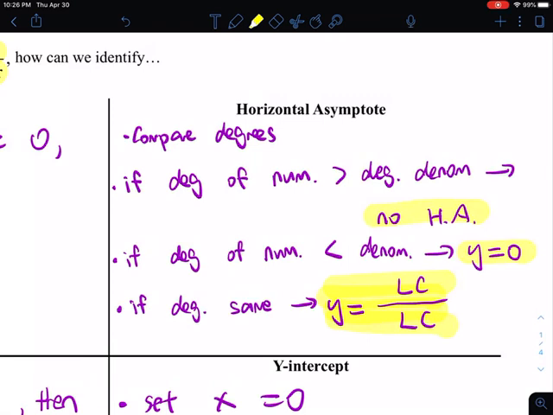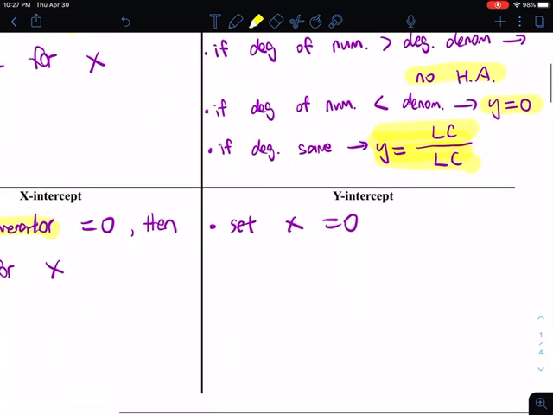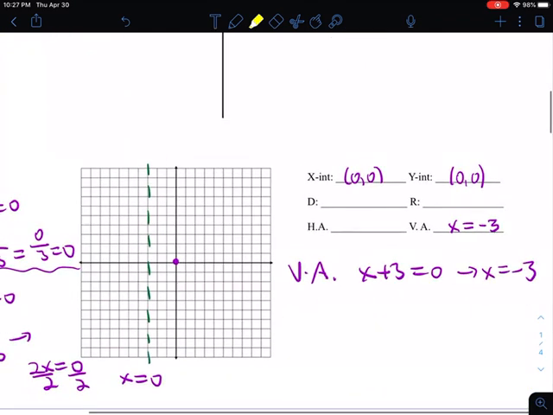So again, if the degree of the top is bigger, there's no horizontal asymptote. If the bottom is bigger, it's at y equals 0. If they're the same, then it's going to be your leading coefficient divided by the leading coefficient, so the ratio of the leading coefficients. Let's go ahead and take a look at the example that we were just doing.